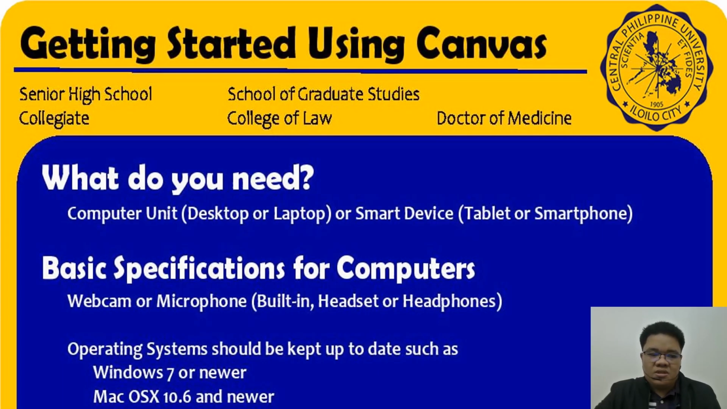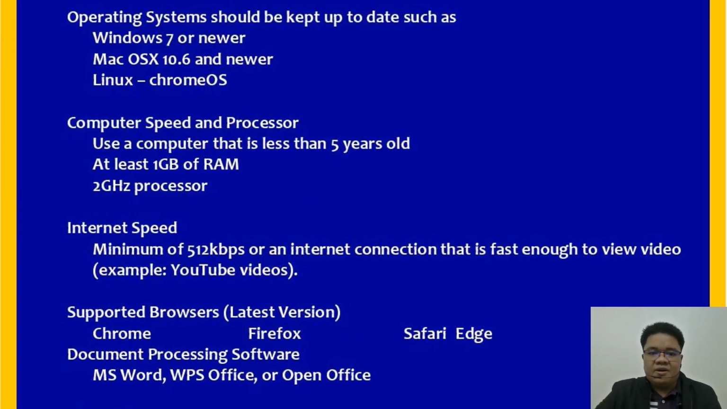Most of you might have seen this post in the CPU webpage on the recommendations on the use of your Canvas account. If you are asking what you need, you can use your computer unit, or your smart devices such as your tablets or smartphones. For your computers, any computer with an up-to-date operating system can be used. It should contain a webcam or a microphone. If you are using a desktop computer, it would be wise to purchase a webcam and or a microphone. The computer speed and processor should be less than 5 years old, and the internet speed a minimum of 512 kbps, or simply fast enough to view videos such as YouTube videos. The supported browsers are Google Chrome, Mozilla Firefox, Safari, and Edge.